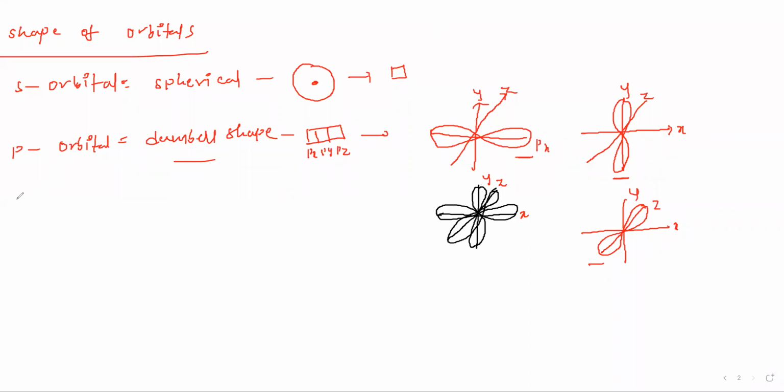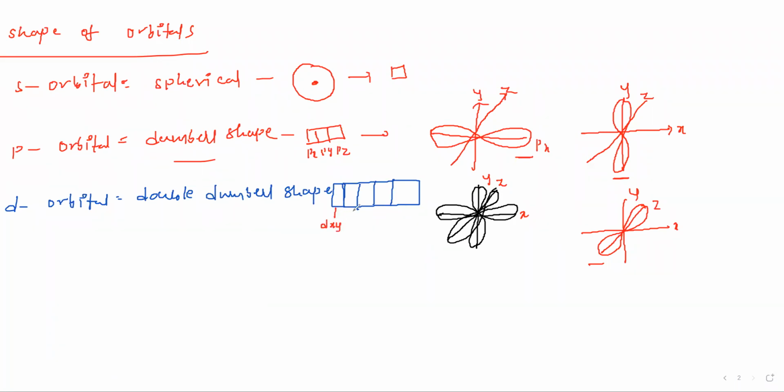And next the D orbital shape. D orbitals have a double dumbbell shape. D has how many orbitals? 5 orbitals. D has 5 orbitals.